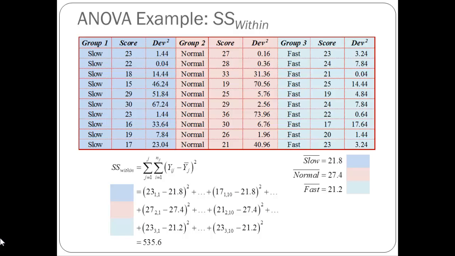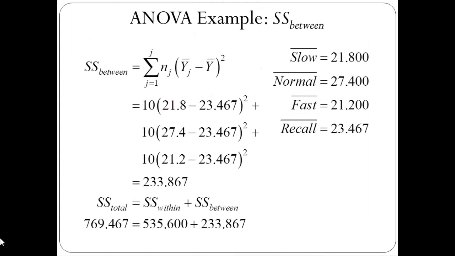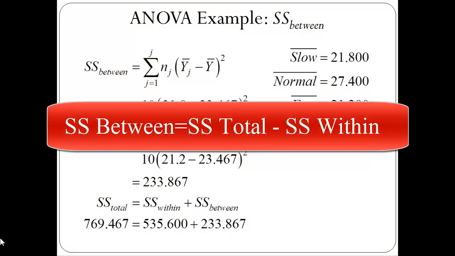I calculate all the deviations, square them, sum them up, and that gives me my within group sum of squares. The last thing to calculate is the between group sum of squares. I'm going to show you how to calculate the between group sum of squares, but truthfully we could have calculated this based on the previous two sums of squares. That is, if we know the total sum of squares and we know the within group sum of squares, then total minus within has to equal between because they're additive.